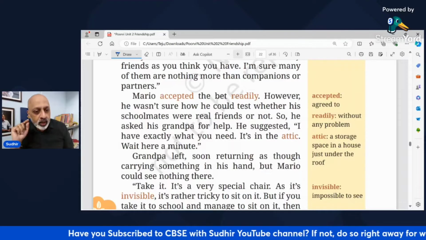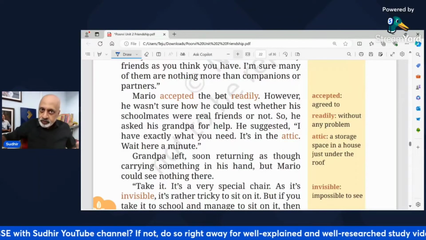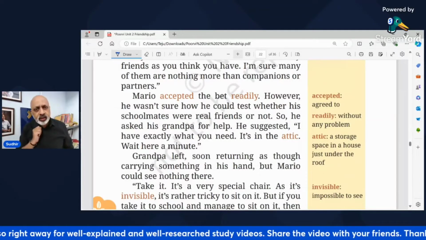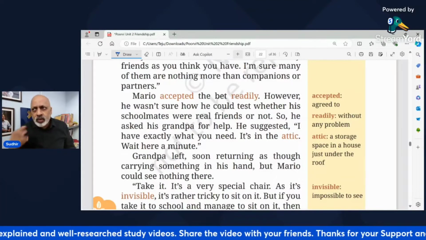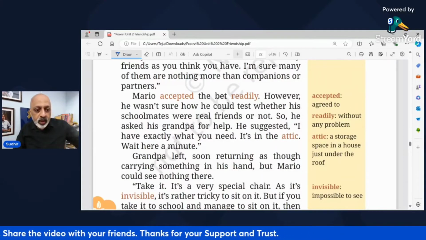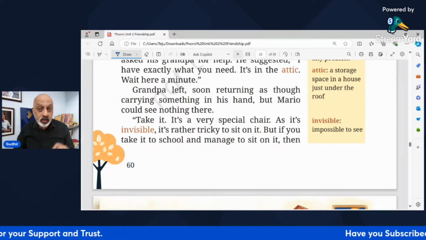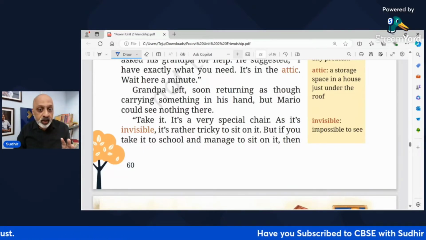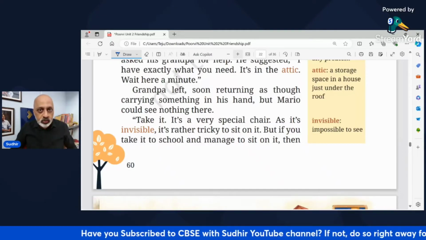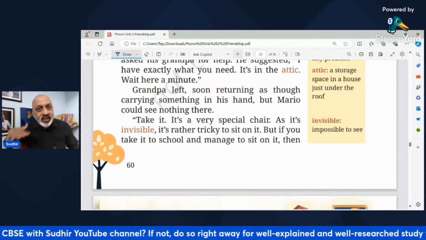Wait a minute. Grandpa left, soon returning as though carrying something in his hand. So the grandpa returned, but he behaved as though he was carrying something in his hand. But Mario could not see anything. He's not carrying anything, but why is he behaving and pretending as though he's carrying something in his hand? Okay, take it. It's a very special chair, said the grandpa. It is invisible, impossible to see. You cannot see it. So since it is invisible, it is rather tricky to sit on it because you cannot see it. How will you sit on a chair without knowing where exactly the seat is?